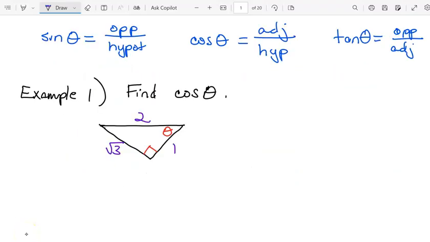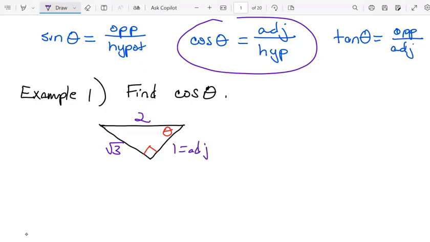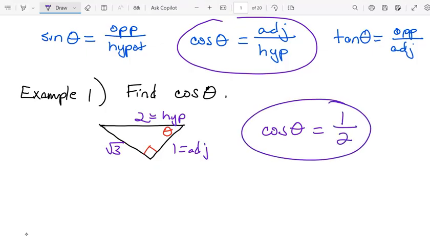In example 1, we have a right triangle given, and we're asked to find the value of cosine of theta, which is going to be a ratio or a fraction. Now, cosine is the adjacent over the hypotenuse, so we need the adjacent leg, which is the 1. That's our length of that side. And we also need the hypotenuse, which is opposite the right angle, so that is the hypotenuse. So the cosine of angle theta is equal to 1 over 2.